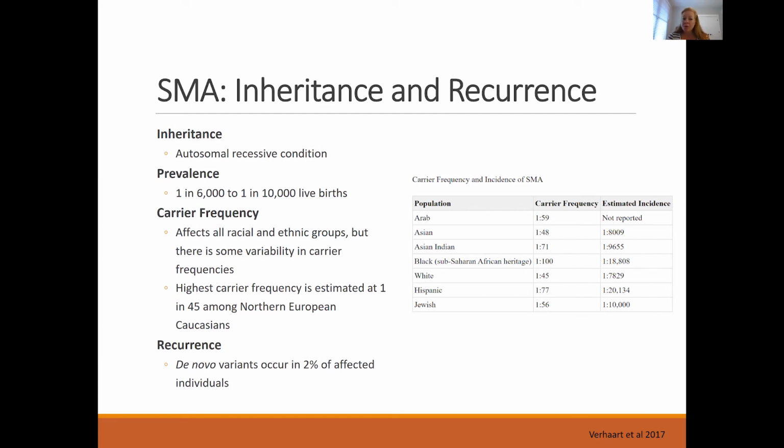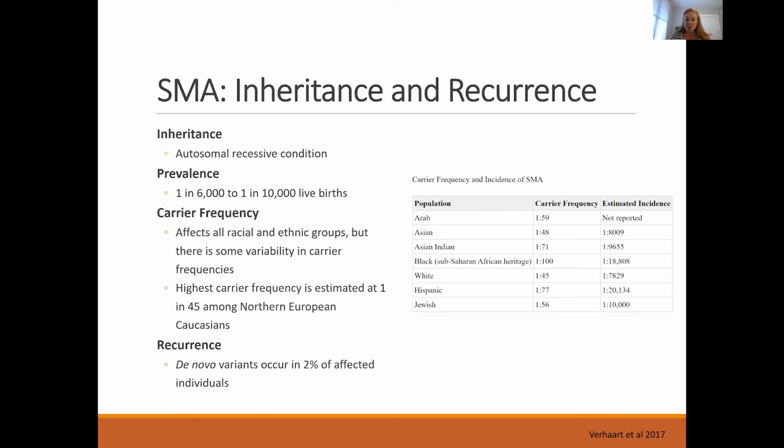If you have one working copy of the SMN1 gene, then you don't have any clinical symptoms. So there's really no way clinically to know that you're a carrier of this disorder. The prevalence in the US is about 1 in 6,000 to 10,000 live births. And we do see that all racial and ethnic groups are affected, but it does vary from group to group. So it is primarily a Caucasian disease. The estimated carrier frequency is the highest among Northern European Caucasians at about 1 in 45 individuals.